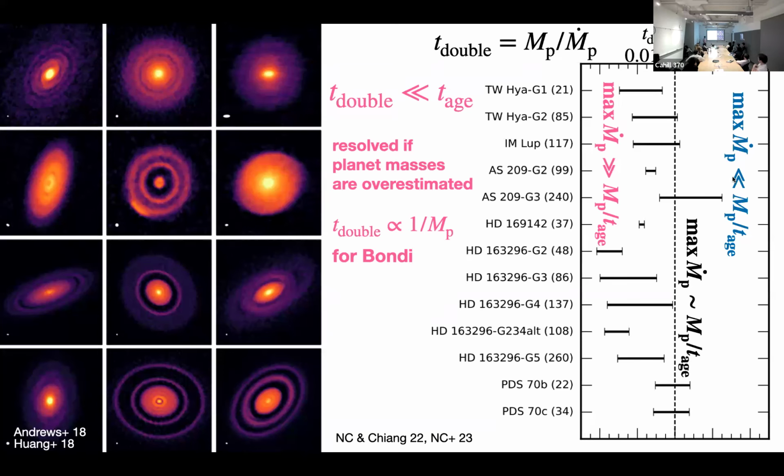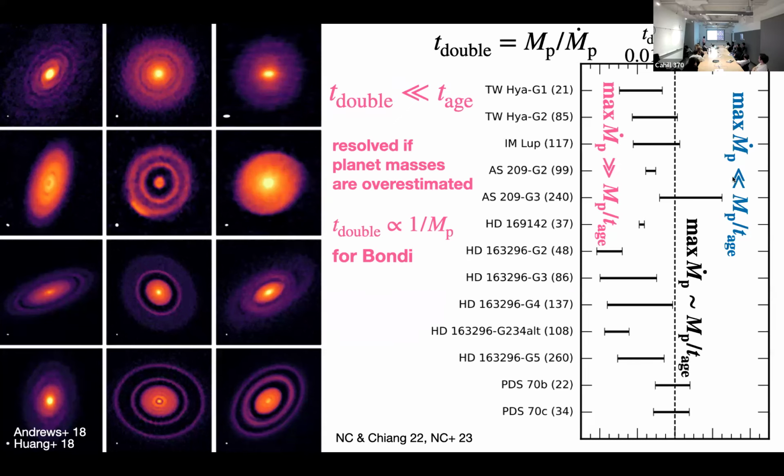This is all relevant because of Bondi. M dot goes like m squared, so the doubling time goes like 1 over m. If everything else is the same and it's just that the masses have been overestimated, then all of these points will shift to the right. And they will be more in alignment with PDS 70, for which the doubling times are of order the system age.